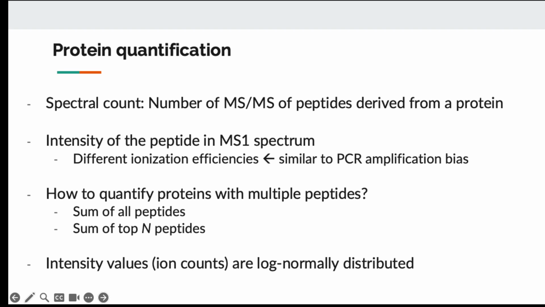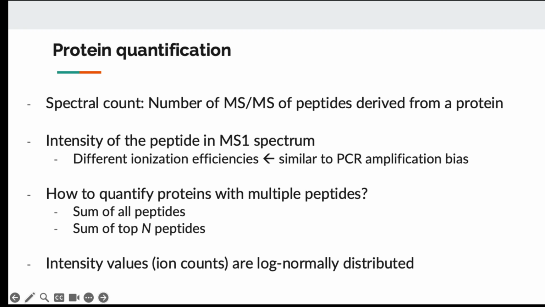So some people found that empirically, by trial and error, counting only the top most abundant peptides, maybe top 3, top 5, actually gives you a better quantification of the protein. So this is based on trial and error. They found that doing this is better than counting everything.